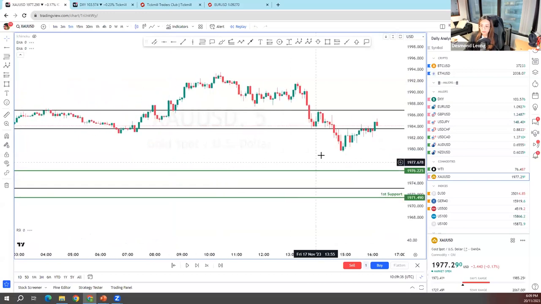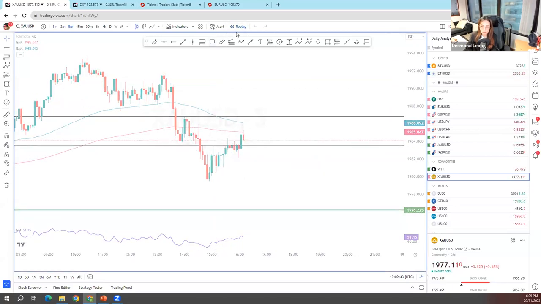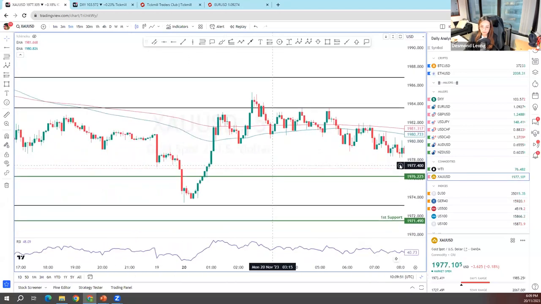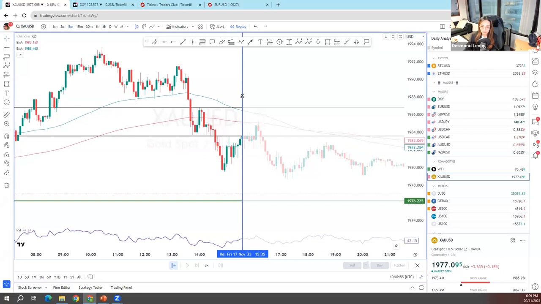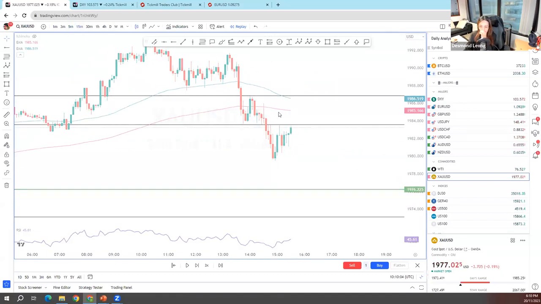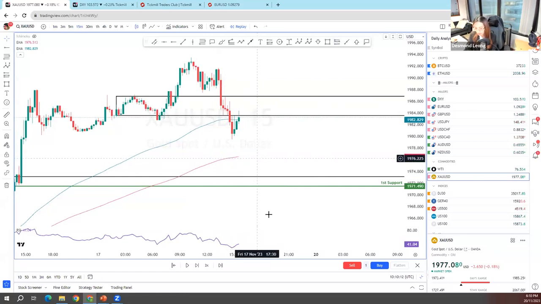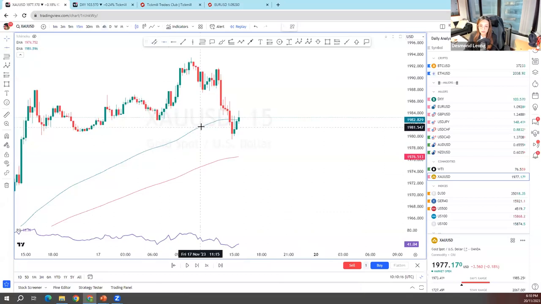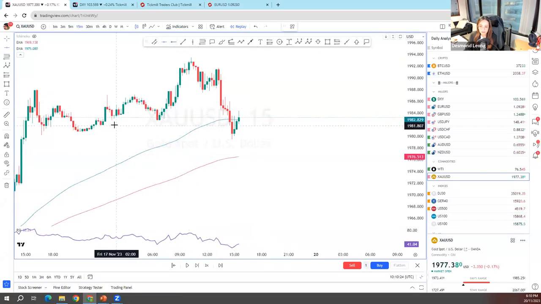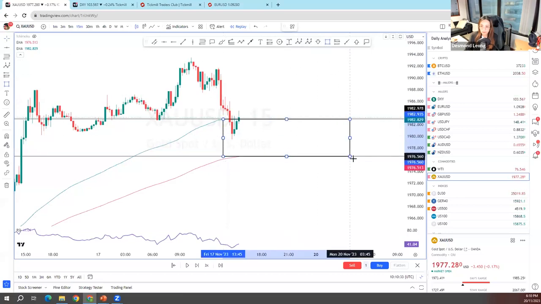Maybe I start from here. Okay, let's just look at here first. Now let me mark the zone. Let me mark first, okay? This is my EMA 15, and then EMA 200 around this one. Or maybe I just put the zone here, for example.